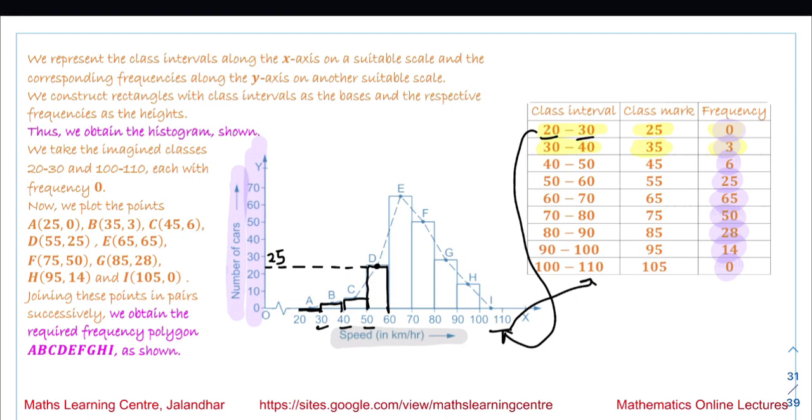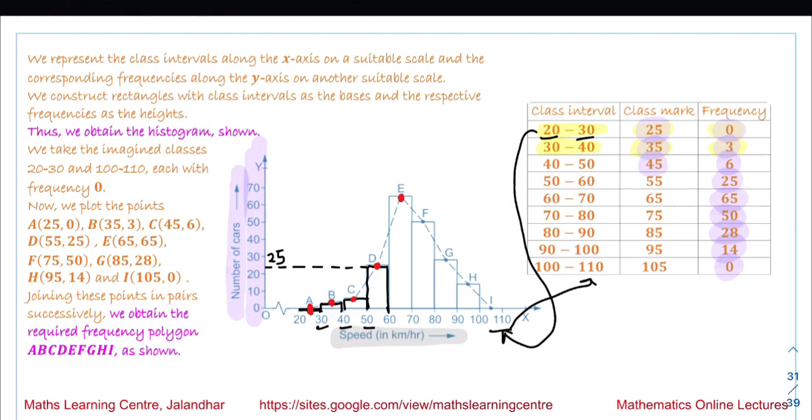Now the next thing we have to do is join the midpoints. Class marks are 25, 35, 45. So in this histogram, we have marked the midpoint of these bars. This is the midpoint over here, B is the midpoint over here, C is the midpoint over here, D is the midpoint over here, E is the midpoint over here.